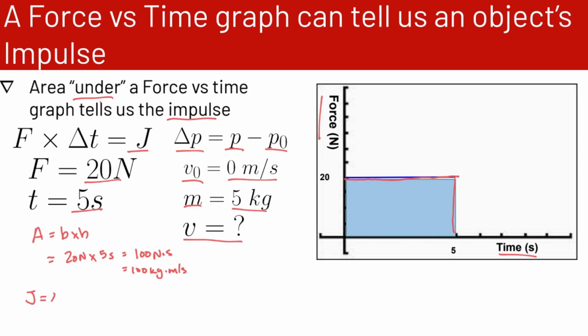So impulse is equal to the change of momentum, which is equal to mass times change of velocity. We have 100 kilogram meters per second, which is equal to our mass, 5 kilograms, times our final velocity minus our initial velocity of 0 meters per second. If we divide both sides by 5 kilograms, we end up with 20 meters per second equals our final velocity.